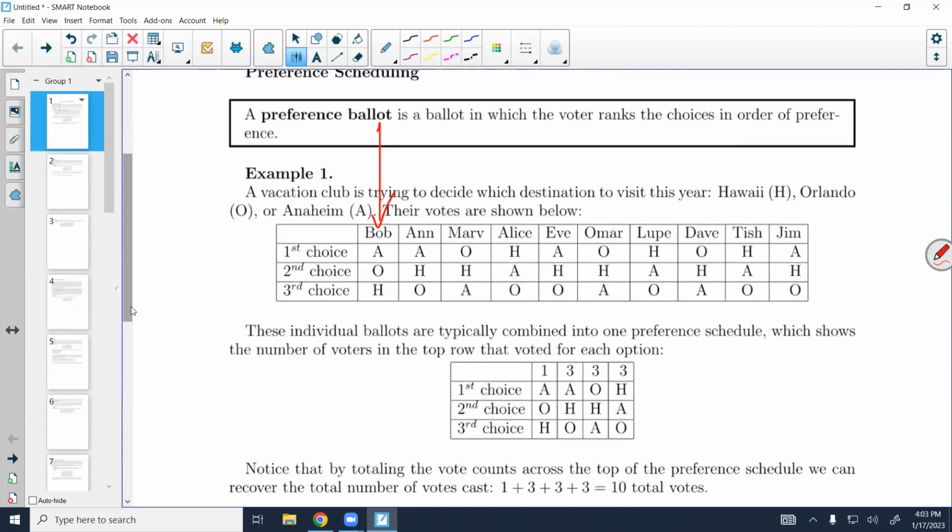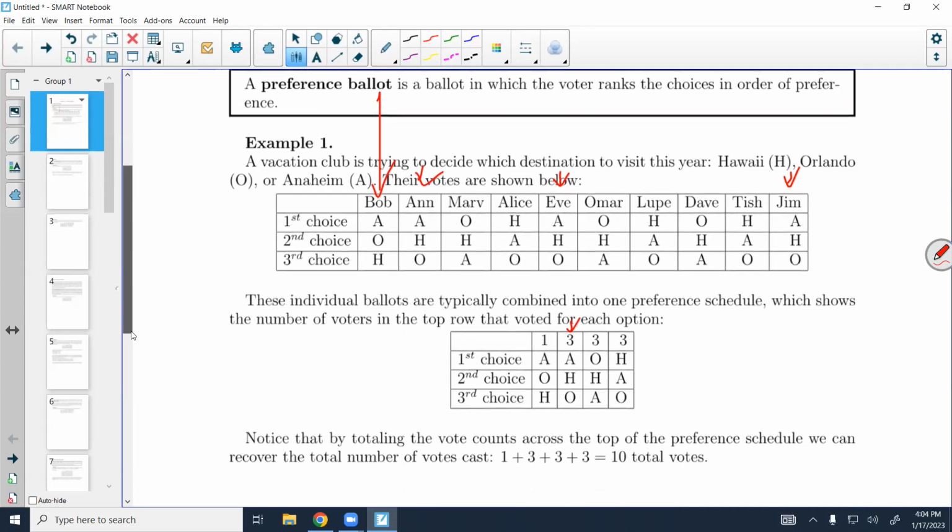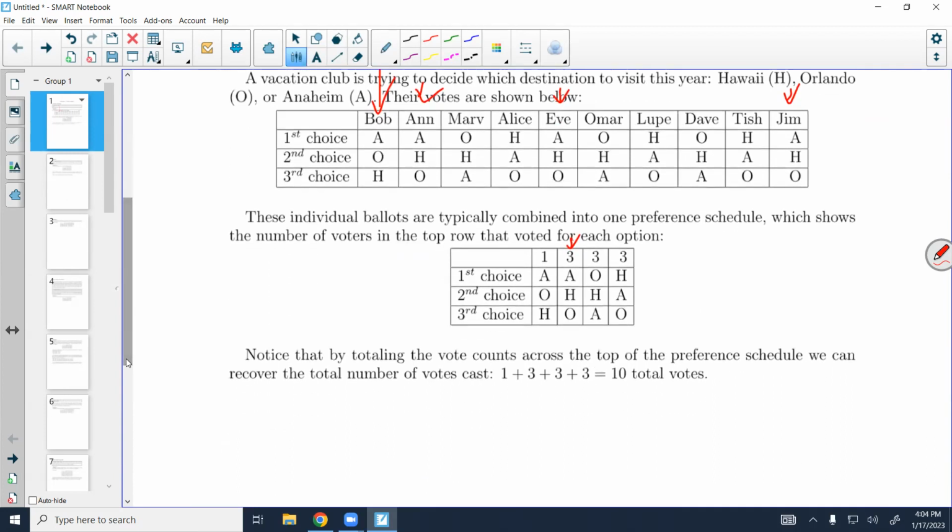And he's the only one. Then Ann voted AHO. So did Eve. And so did Jim. So now we have three people with that. And we combine it together so that it's easy to deal with. So we notice that totaling the vote counts across the top here, we get 10, which is how many people voted. So we accounted for everybody.